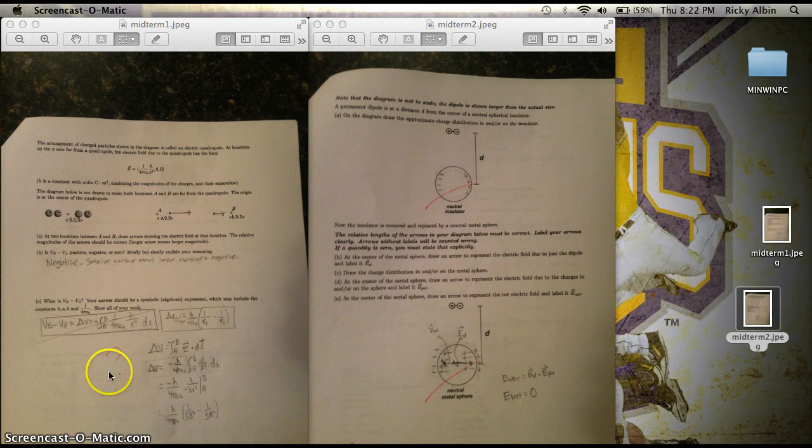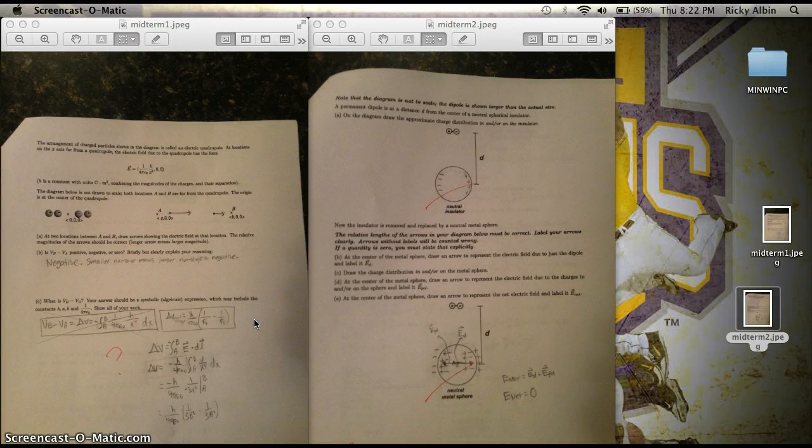And then the one that I got wrong here, pretty much what I did on the test was just put the formula for the potential in here along with the E that you gave us at the top. I think what I did wrong was not integrating it out, I guess.